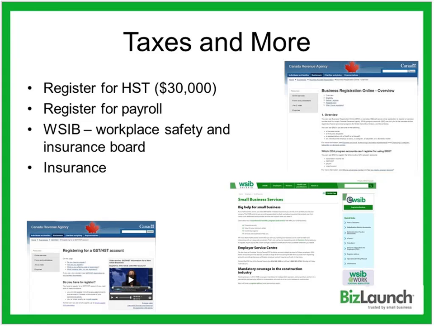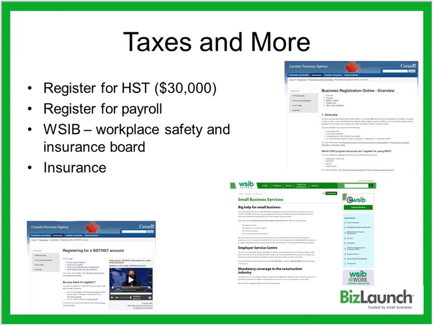The other thing is, if you employ people, you have to take off payroll taxes, and you have to pay EI, which is employment insurance, and Canada Pension Plan. So just be aware of that. It's not difficult to calculate. You can use a payroll service, or you can just go onto the government's website, and you can do that, okay? So it's not too complicated.